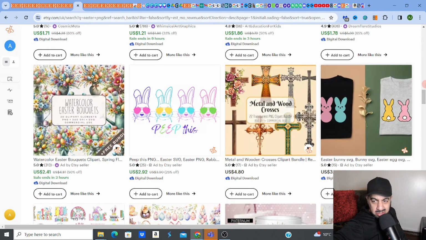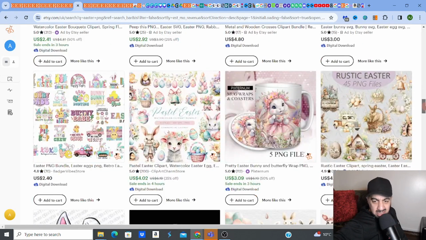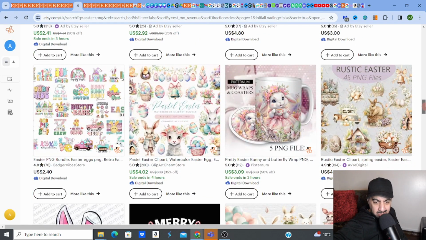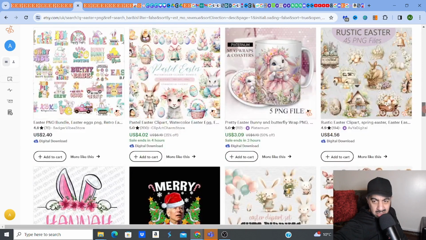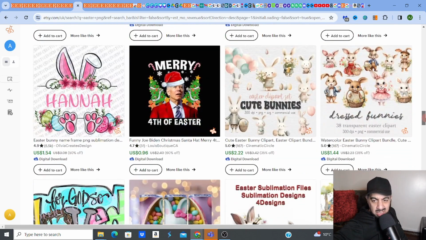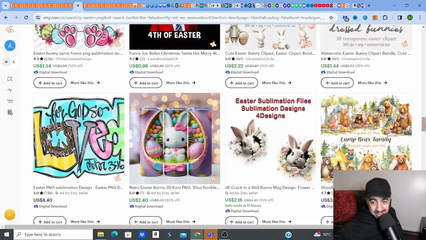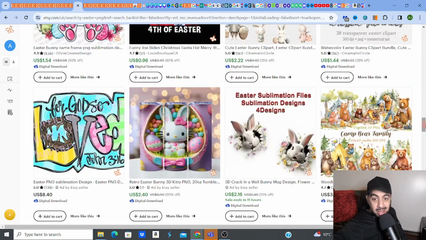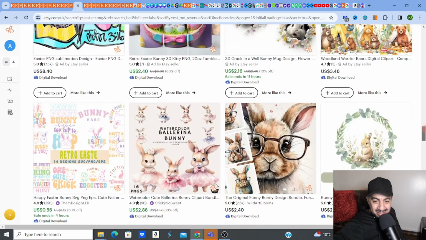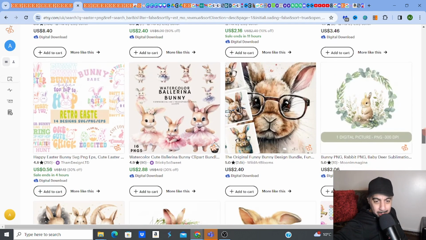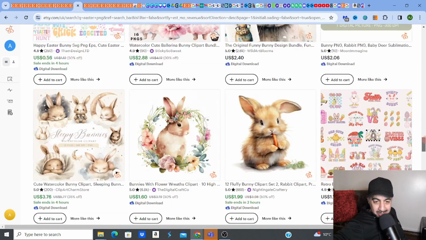Some flowers, crosses there. Pastel Easter, rustic Easter, dressed bunnies. What's that? Camp Bear family. Oh, look, they've got these little breakthroughs. They're starting to do this crack in the wall style, even for Easter, which we know about. Ballerina bunny, that's hilarious.